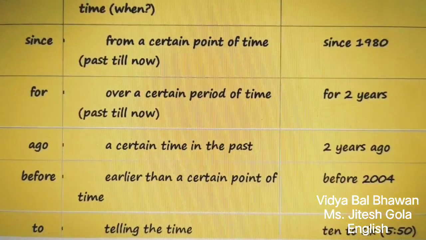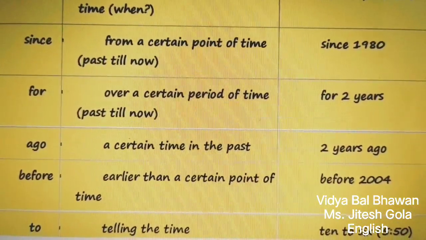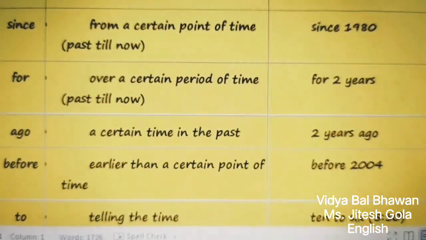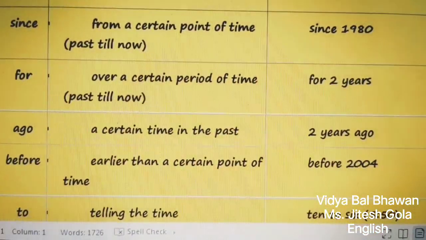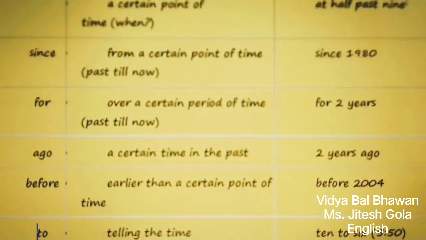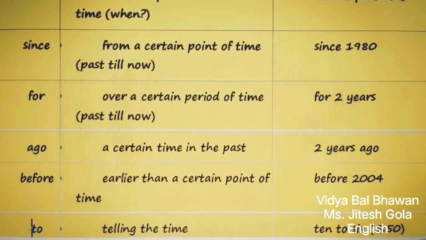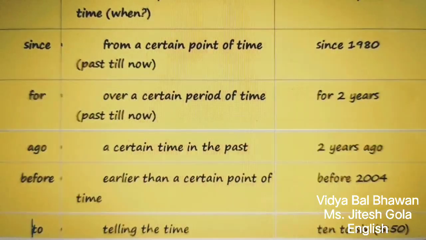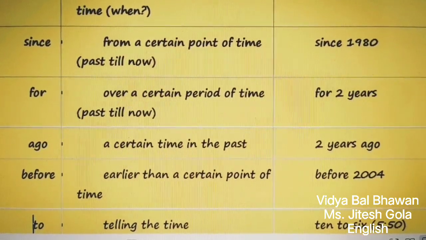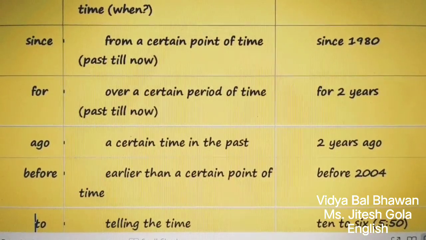And for, if we talk about, will be used over a certain period of time from the past till now, where you are aware about the period of time but not the point of time. So I have been living here for 2 years, or I have been working here for 2 years. Clear? Next one, ago.